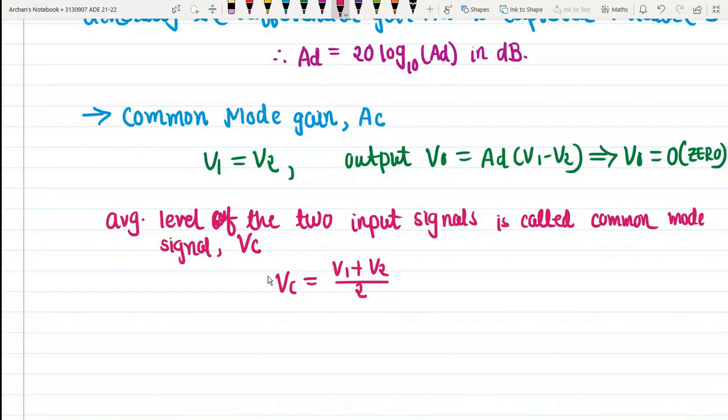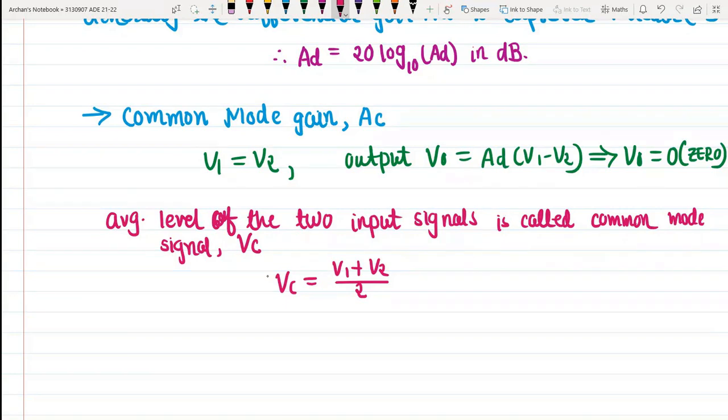Okay, this is my common mode signal. So practically the differential amplifier produces an output voltage that is proportional to such a common mode signal also. The output does not depend on the differential signal V1 minus V2 only, but it also depends on this common mode signal, or you can say common mode voltage Vc, which is nothing but the average of the two input signals, (V1 plus V2) by 2.